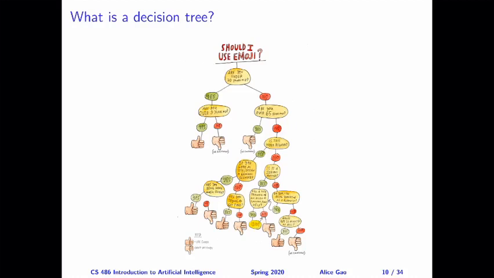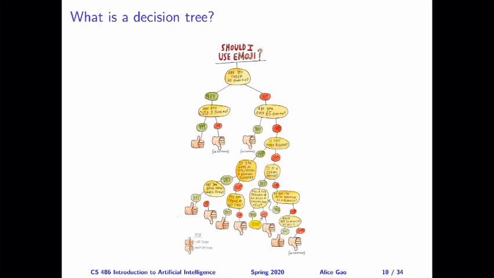In this video, I'm going to introduce to you the structures of a decision tree, and then talk about how to classify an example using a decision tree. Let's take a look at this example, which you saw in the previous video. You can use this decision tree to decide whether you should use an emoji or not in a conversation.